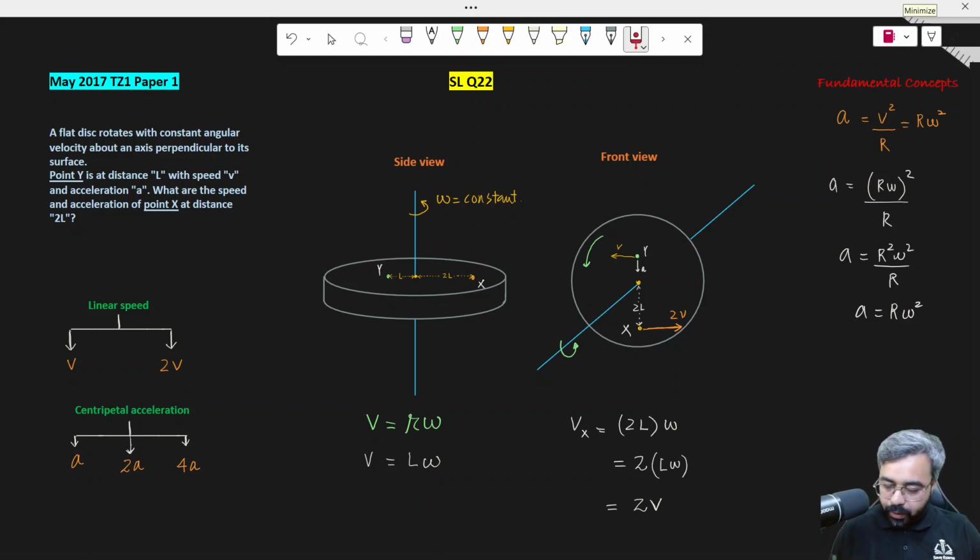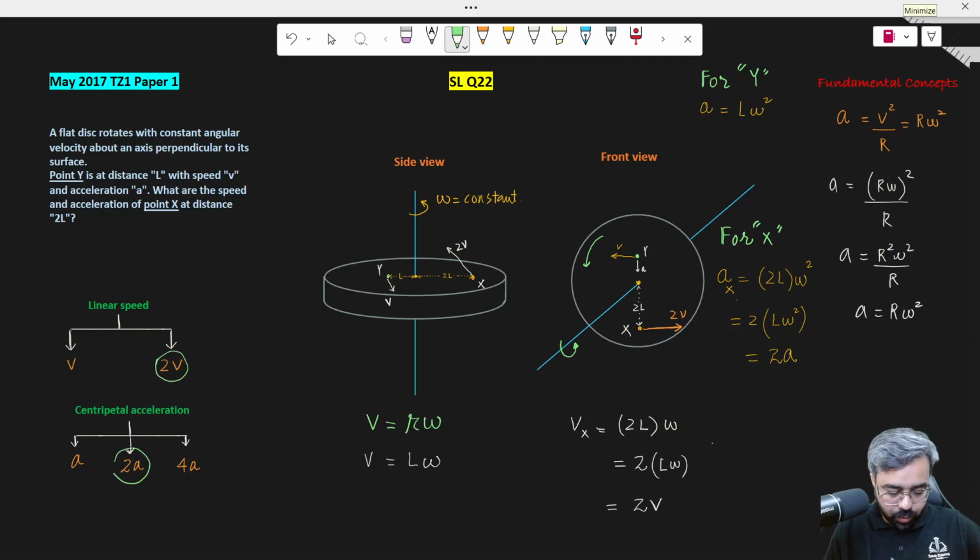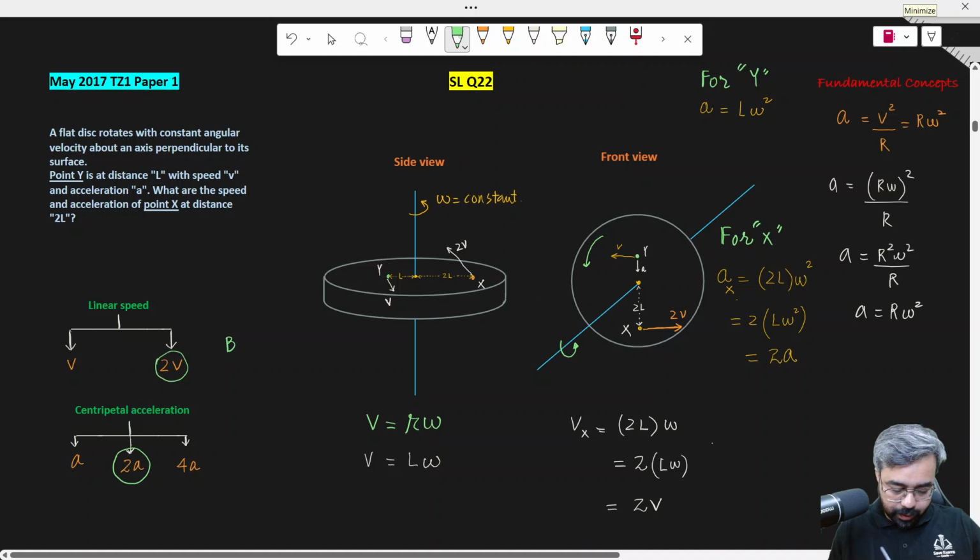We choose this equation because the angular velocity is uniform. So if for y, A is r omega squared, which we can also write as L omega squared, then for x it can be written as 2L omega squared, because omega is a constant angular velocity. That should be equal to 2A, which is very easy to guess. So it should be 2v and 2A. So option B is the right answer, which says 2v and 2A.